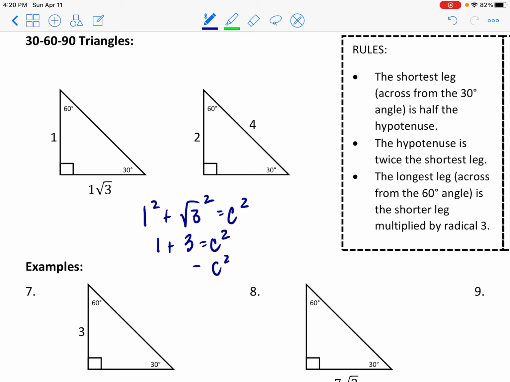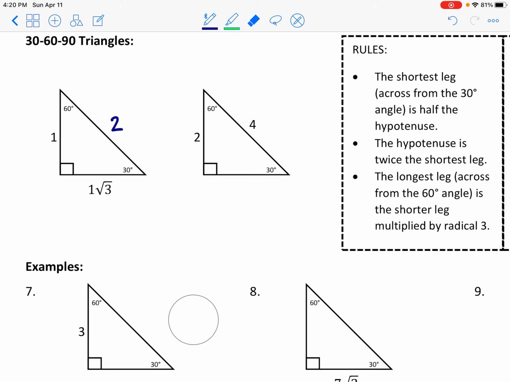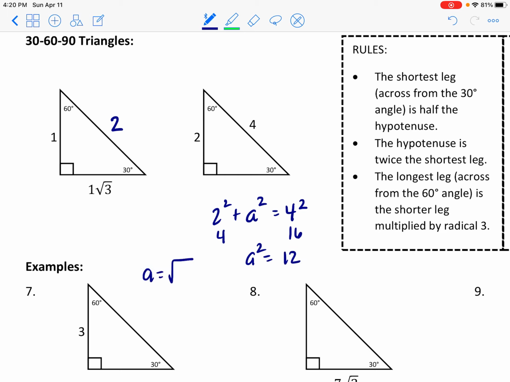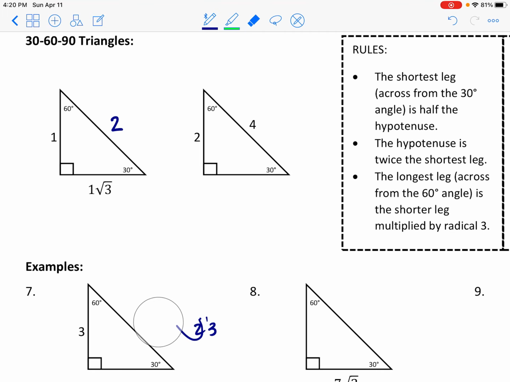That means that c squared is going to be 4, which means that c has to be the square root of 4, or 2. So we're going to have a 2 here. And then if we look at the next example, we've got 2 squared plus another leg squared equal to 4 squared. So that's 16, that's going to be 4. If I subtract that 4 over, a squared is going to equal 12. So a is going to be the square root of 12, which we can simplify. That's 2 times 6 and 2 times 3, so a 2 comes out and a 3 is left in. So that means this leg is going to be 2 times the square root of 3.